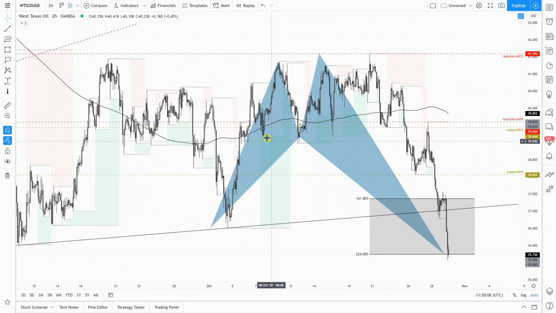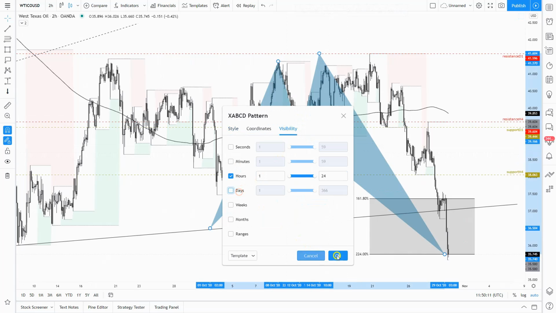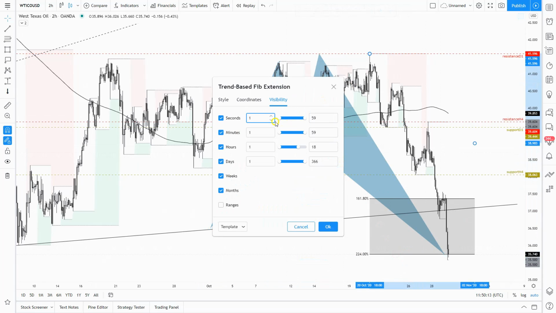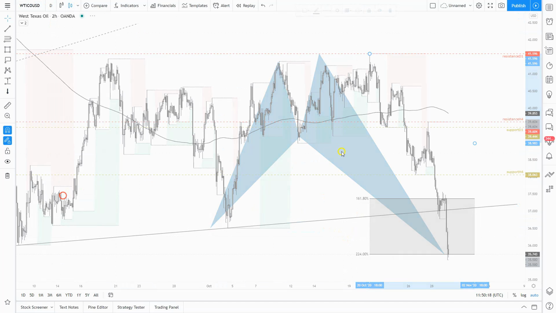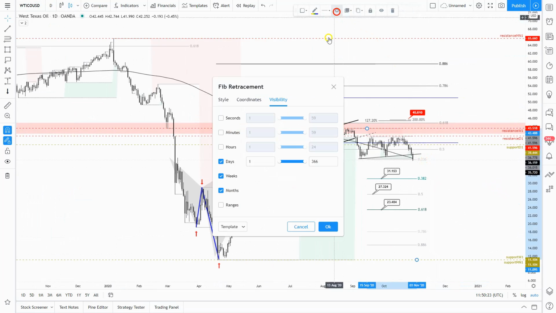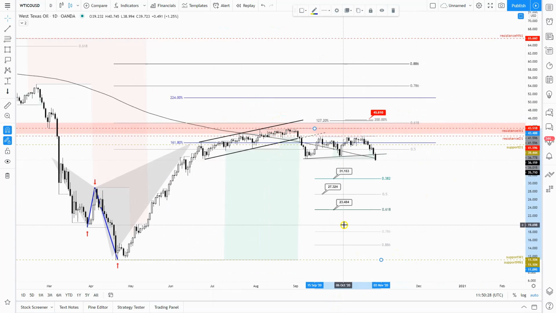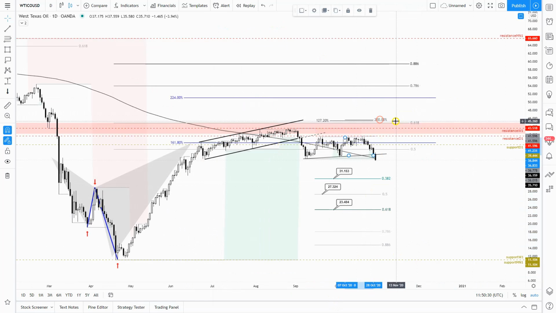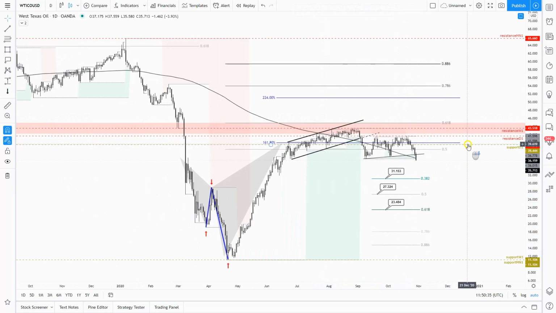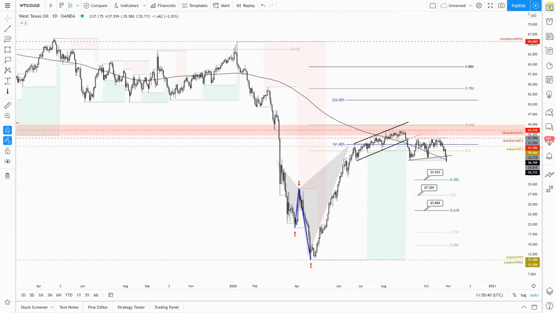But I still believe, and let me delete this. Actually, I don't want to delete the pattern. Let me just hide it from the higher time frames. If you go into a daily, we are trading the 23% Fibonacci retracement level. But basically I will wait for the 38% Fibonacci retracement to be reached, 3115. So I will not be surprised with that.